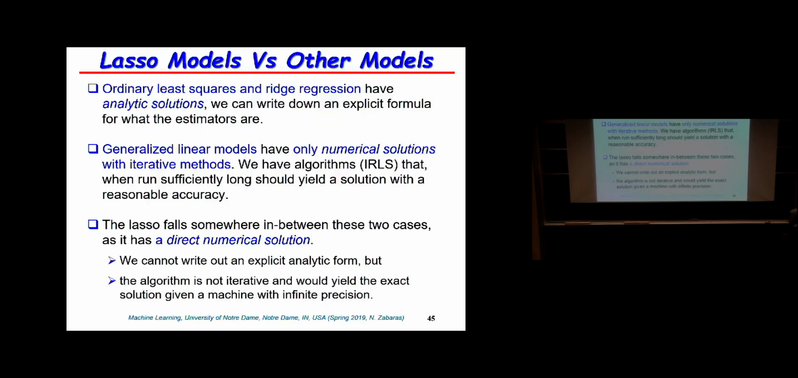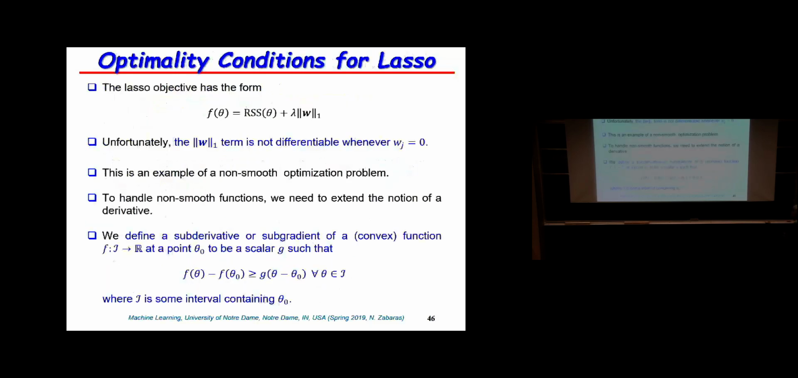Here, with Lasso, we will see the solution is basically a direct numerical solution, okay? Which means that if you have a good computer, you can get the exact solution, but there are no iterations the way we have in generalized linear models. So we're not going to iterate anything. We're going to say, this is the solution. We can compute it. So somewhere in between, if you like, the ordinary least squares and the iterative reweighted least squares, that's where Lasso is going to belong.